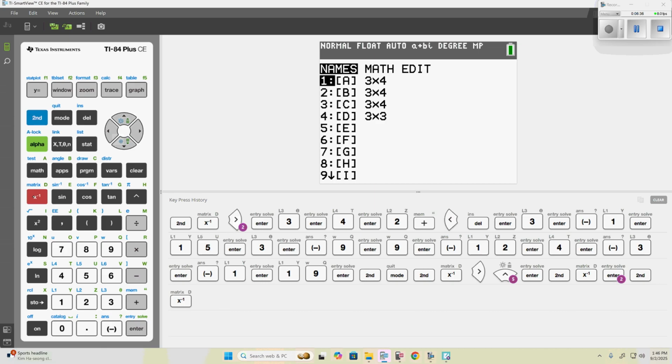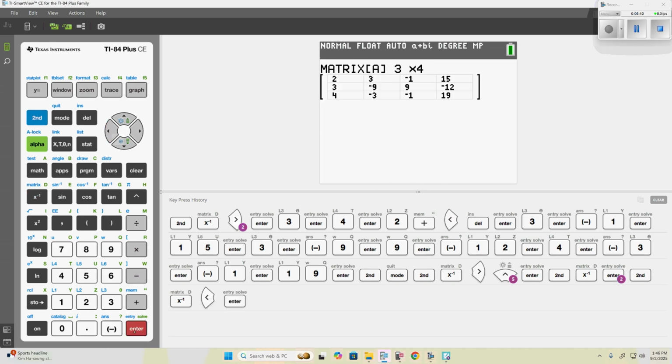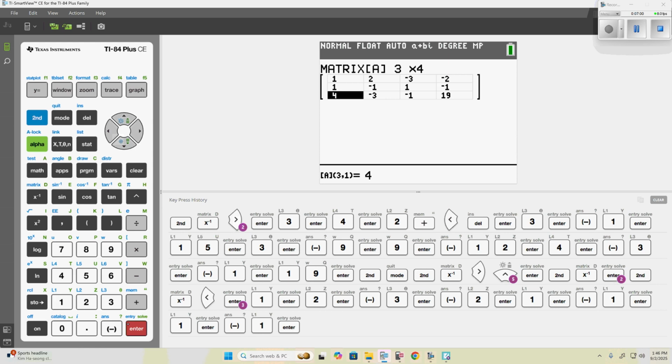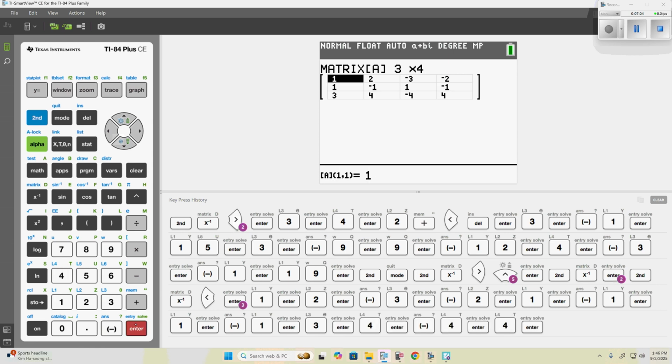So we type this in. To type it in, we're going to go second matrix, over to edit. We're going to still select matrix A because it really doesn't matter if we have more than one. We're just going to put it in the first one. It is indeed a 3 by 4. So we have 1, 2, negative 3, negative 2, 1, negative 1, 1, negative 1, 3, 4, negative 4, 4.